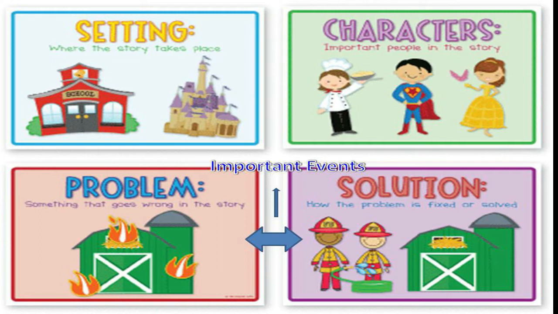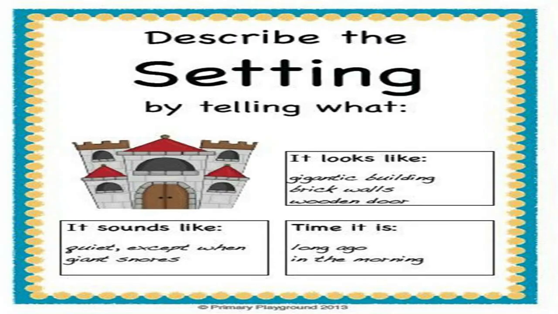In between problem and solution, there are some important events that occurred in the story, and all these four things make the plot of the story. And when we describe each and every part of this plot, we have a story in our hand. As we said, setting is where the story takes place.